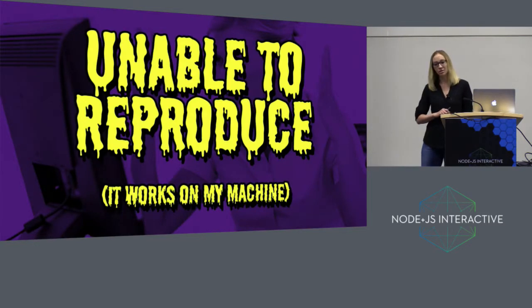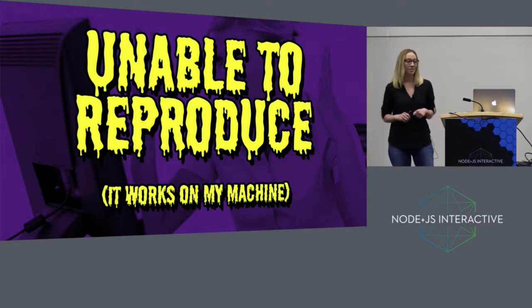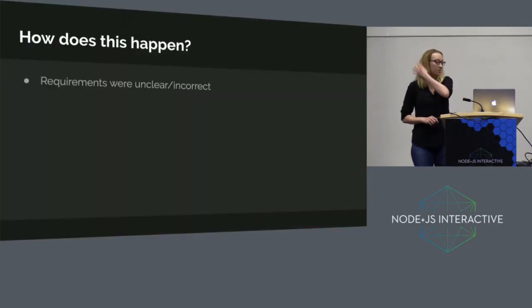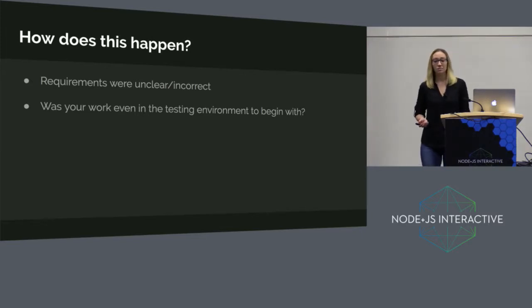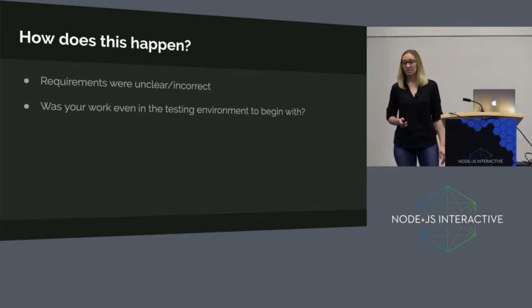Which brings us to our next horror story, which is unable to reproduce, AKA it works on my machine. This might be the worst one of all, and I think we've all been there. So how does this happen? Requirements are unclear, incorrect. The steps to reproduce don't include everything you need. Sometimes your work wasn't even in the environment that the tester was testing on, especially if you have many environments and there's one QA lead that's trying to manage various different testers and different features. It can happen. It ends up wasting a lot of people's time because there was no defect to begin with.